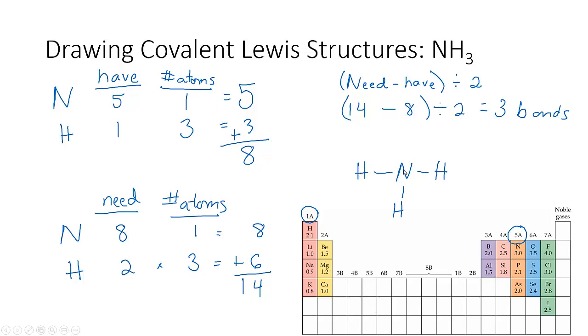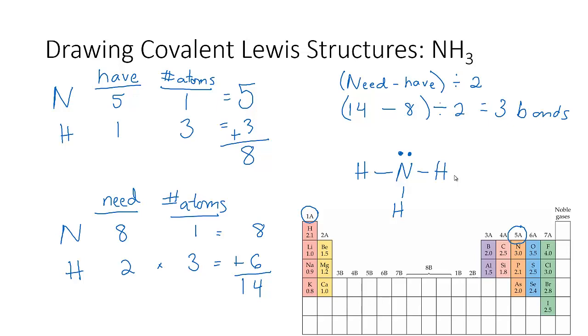Do I place it on the hydrogens? Do I place it on the nitrogens? Hopefully you realize hydrogen's already happy. It's got 2 electrons associated with it. It's sharing 2 electrons, so therefore it's happy. Whereas nitrogen has 6. It still wants 2 more. So you would place them right on the nitrogen, and now nitrogen's happy and hydrogen's happy.